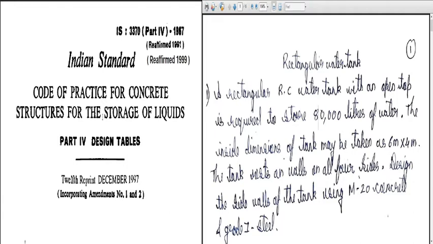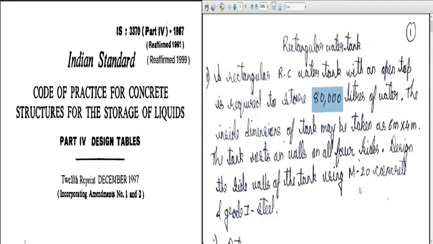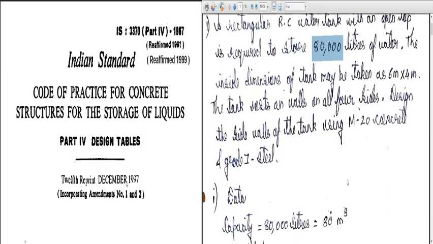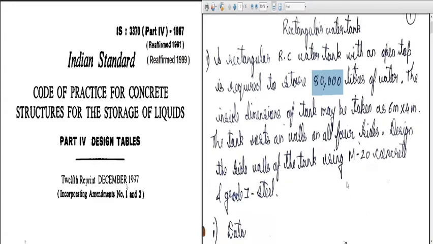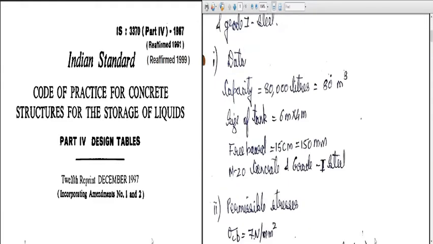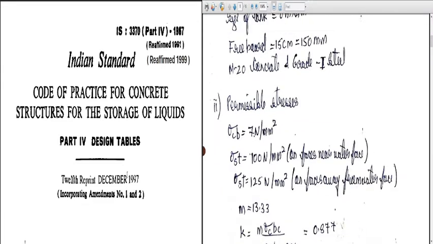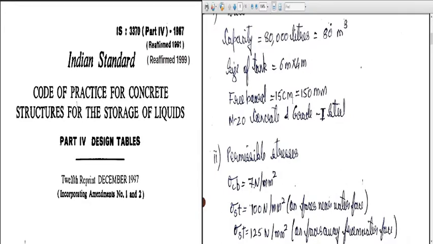The capacity of the water tank was 80,000 liters. Inside dimension was 6 meter by 4 meter. The tank was resting on walls on all four sides. We had M20 grade concrete and Grade 1 steel. This is the data. And you can see the freeboard we had taken was 150 mm.